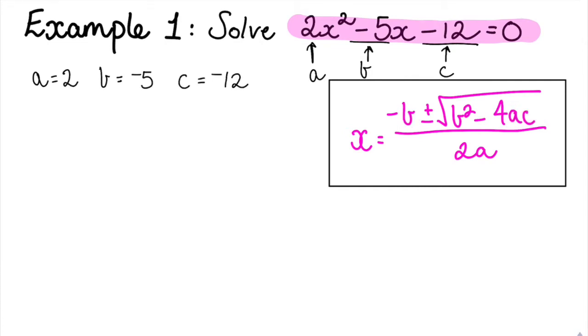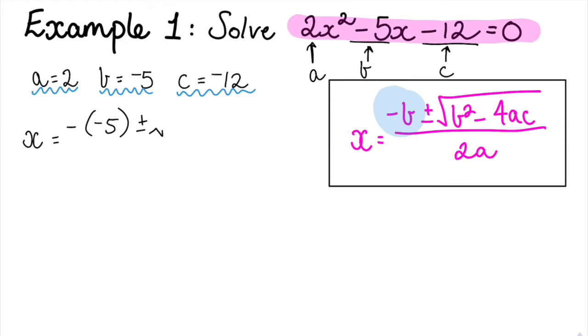Wherever we see an a in our formula, we'll replace it with a 2. A b will be replaced with -5 and c with -12. So let's go ahead and make those substitutions. We'll start with -b. So negative and b is -5. I'm going to pop that inside its own set of parentheses so I deal with these negatives appropriately.